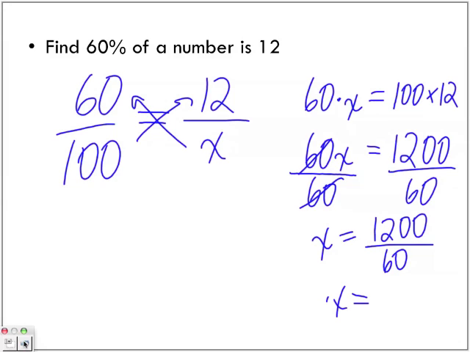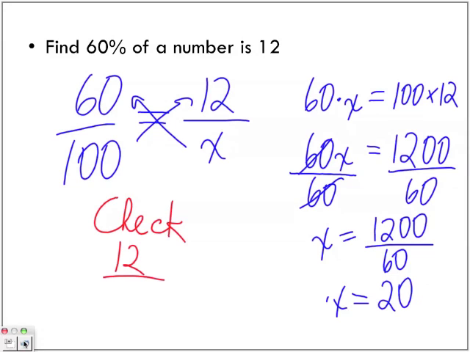X is equal to 20. So what was the test out of? It was out of 20, and we got 12 out of the 20. So if we want to do a check, what's our check going to be? 12 out of 20, and then multiply by 100. And what should we get? 60. So we should get that percentage.